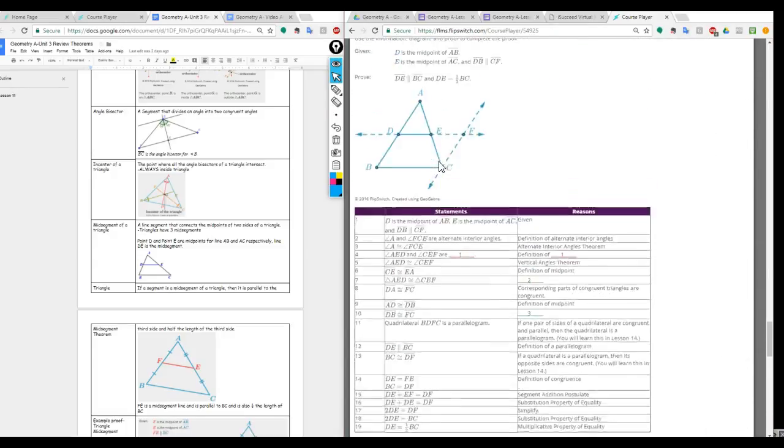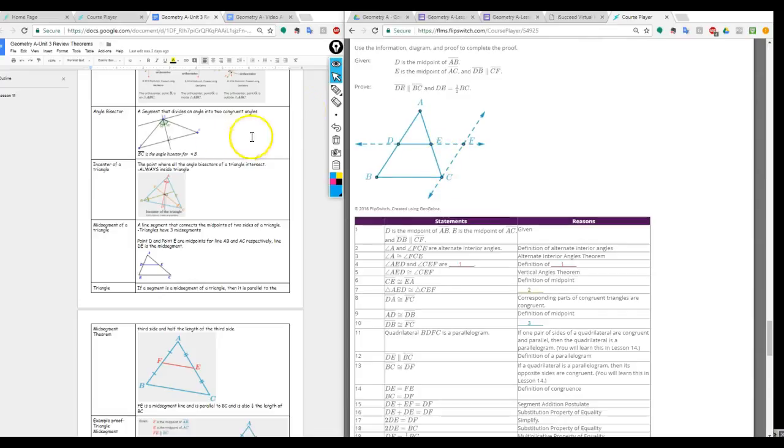Right, question 8 is the proof. Alright, D is the midpoint of segment AB. So I'm going to mark what that means. That means that AD is congruent to DB, or has the same measure. And E is the midpoint of AC, so that means A to E is the same length as E to C. And DB, right here, is parallel to CF.